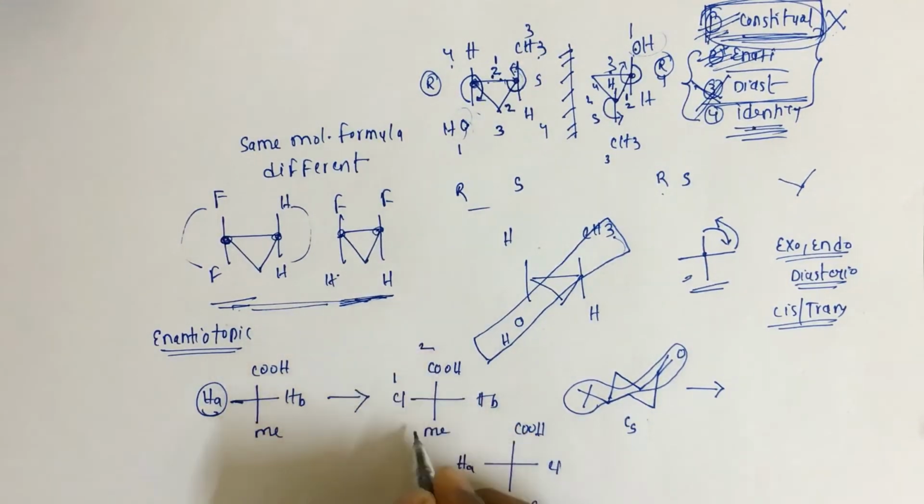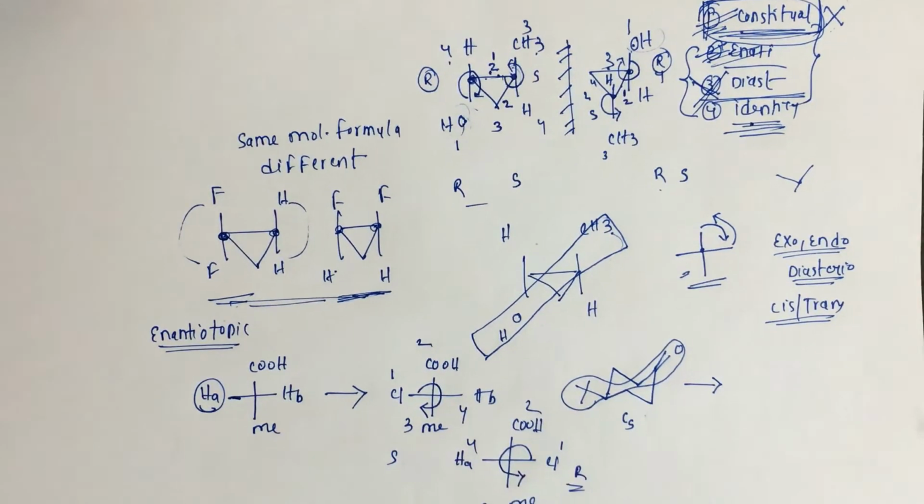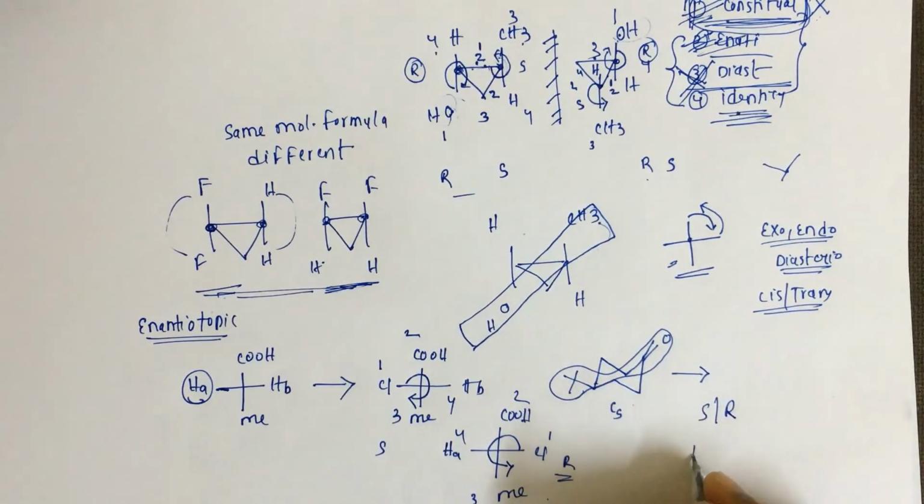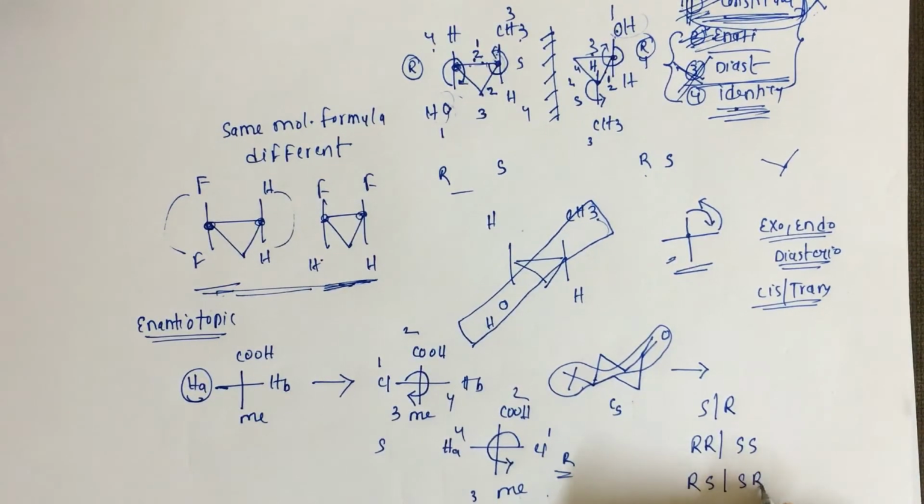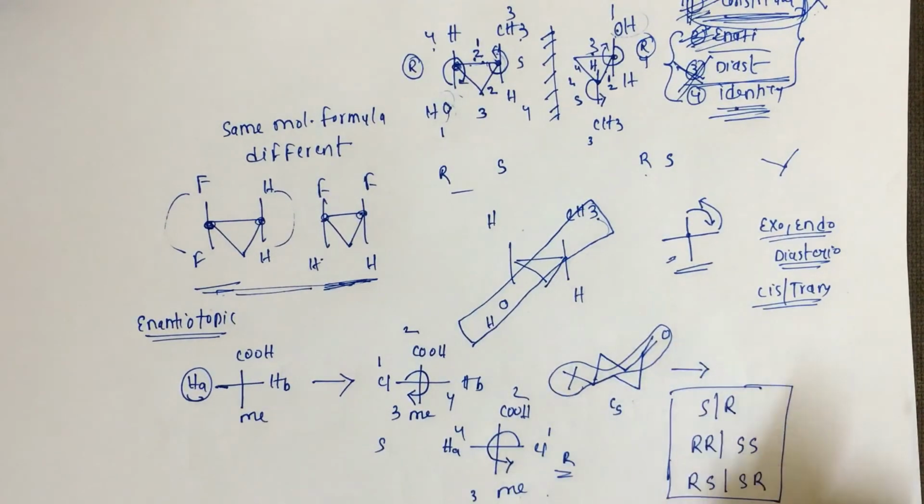1 2 3 4, this is S, 1 2 3 4, and this is R. So S and R are enantiomers, R and R, S and S are identical, and R and S, S and R are enantiomers. You just remember this relationship.